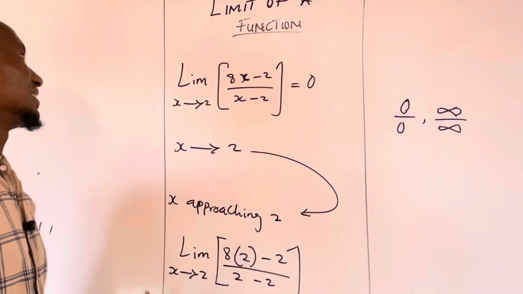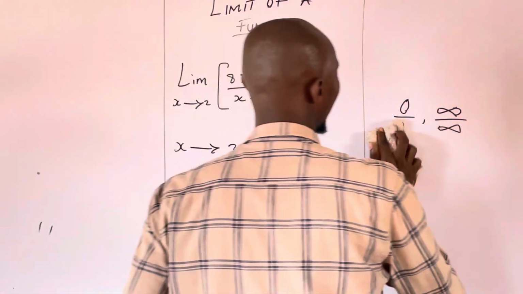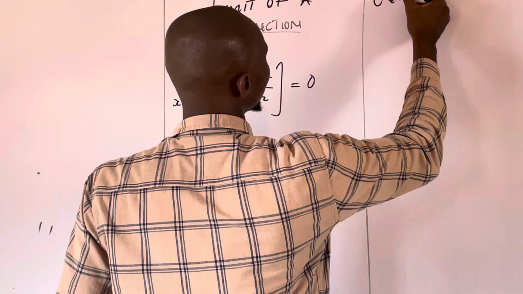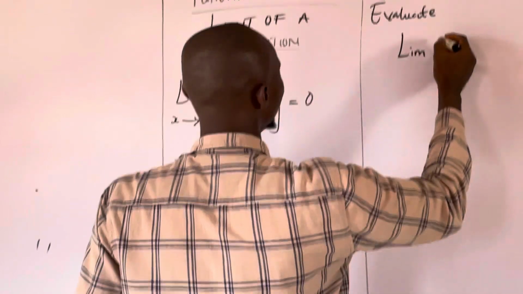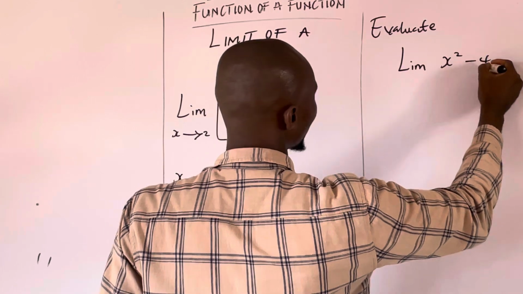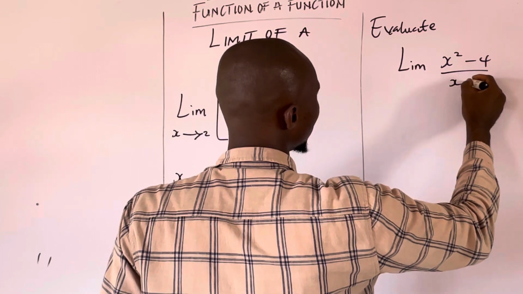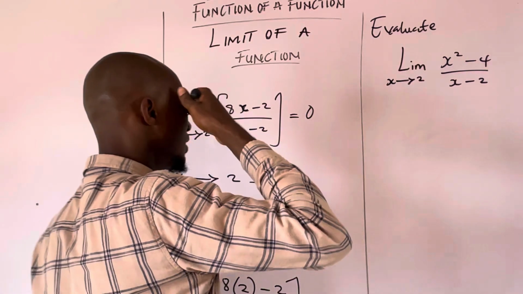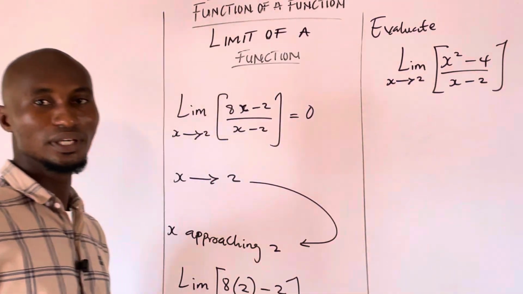Without wasting much of your time, I want you to understand that the limit of a function is very simple. Now, let me give you another question. For instance, when they say evaluate the limit of (x square minus 4) over (x minus 2) as x approaches 2, how do you solve this?